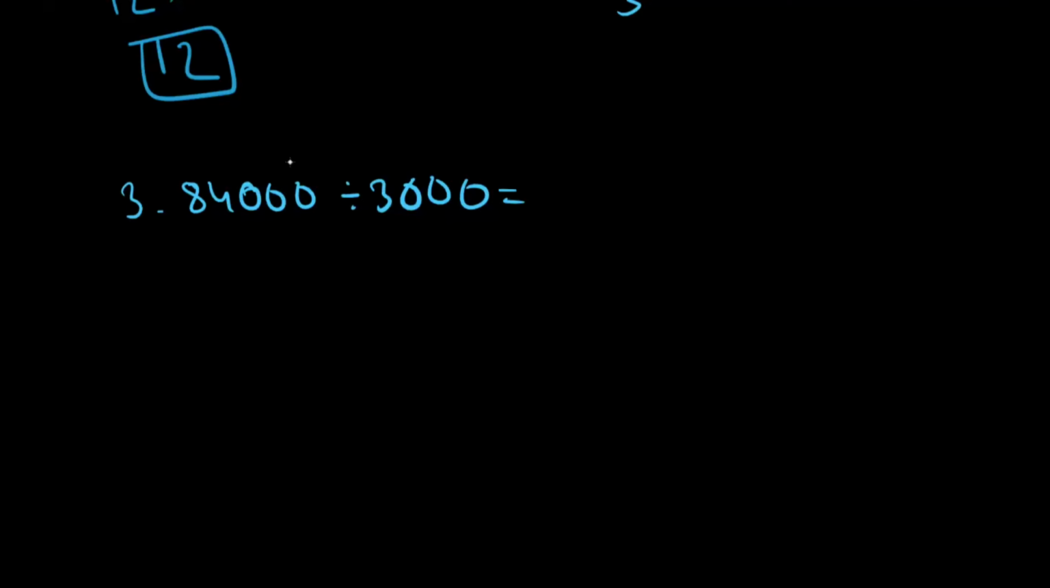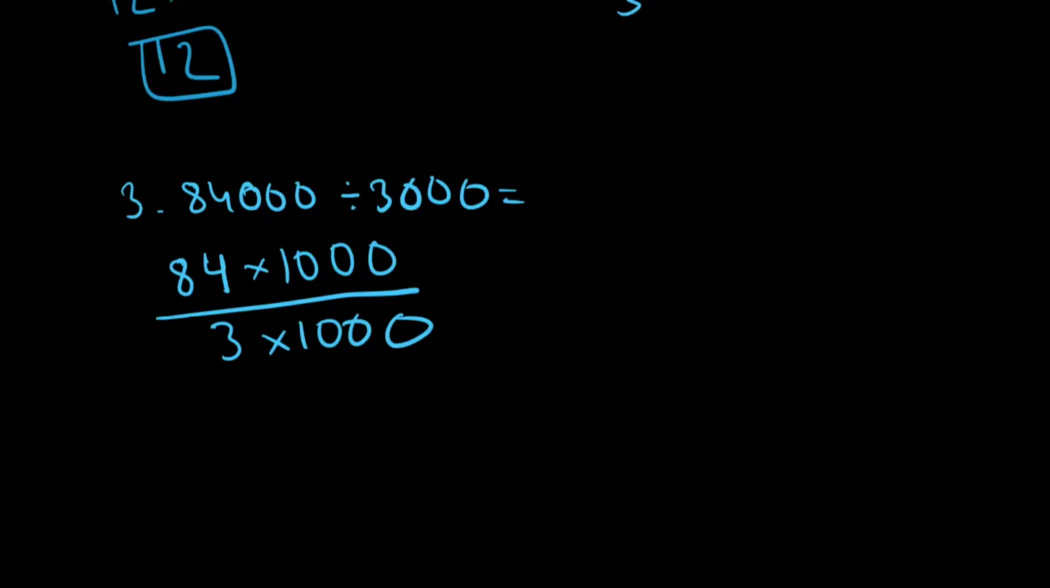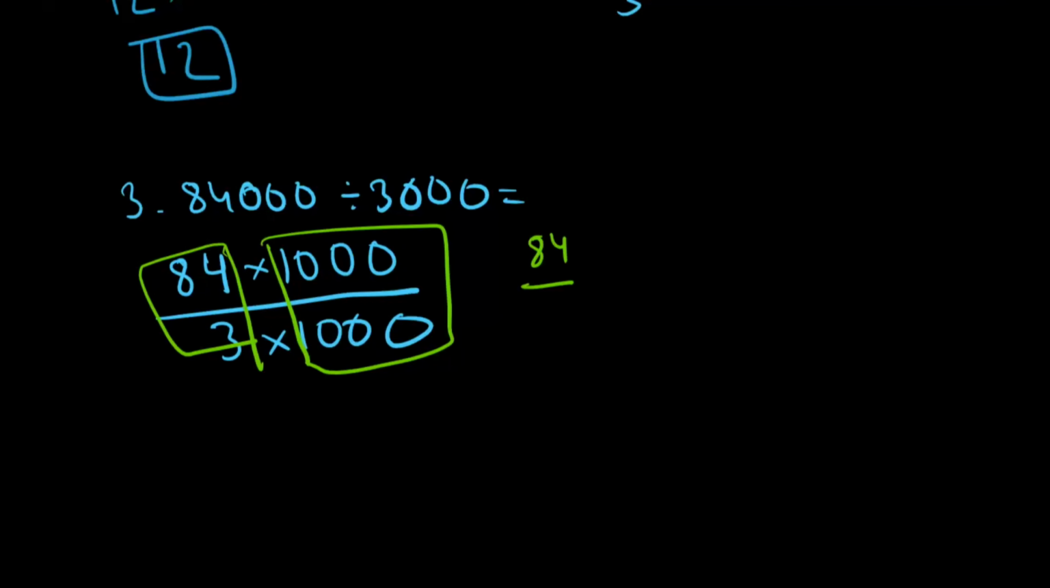So now let's use the first method. We just simplify it. 84,000 equals 84 times 1,000. So I'm just going to write that. And then 3,000 equals 3 times 1,000. Now you put a fraction bar. Actually, I'm going to box it. I think you should box it because it's much easier to tell. Now 84 divided by 3. I'm going to do it here.